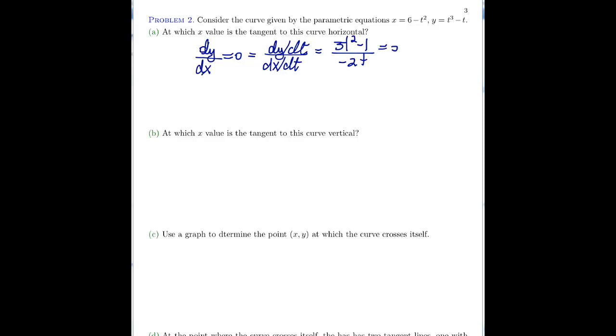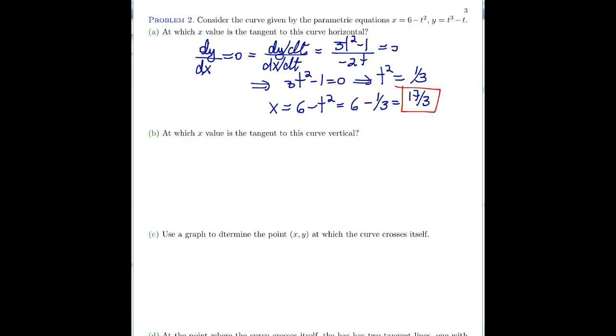And if I want that to be 0, I want 3t squared minus 1 to be 0, which means t squared is 1/3. So there's actually two values of t, plus or minus 1 over the square root of 3. But we're not asked for t, we're asked for x. And x is 6 minus t squared, so I can just put in 6 minus 1/3, which is 18/3 minus 1/3, so 17/3 would be the x value where the tangent line is horizontal.